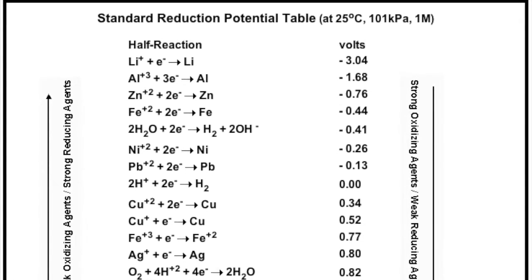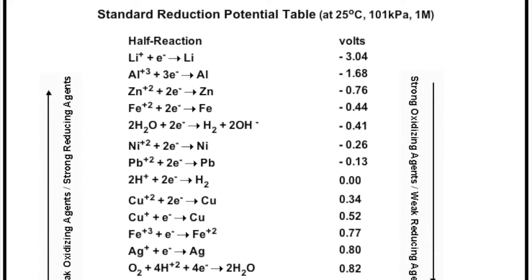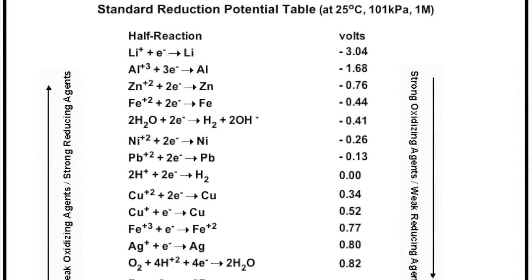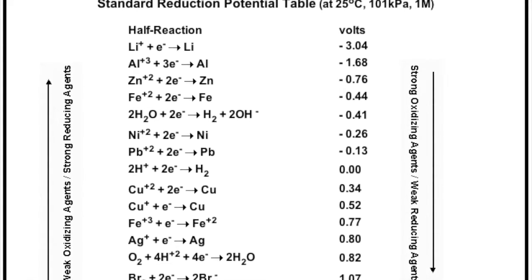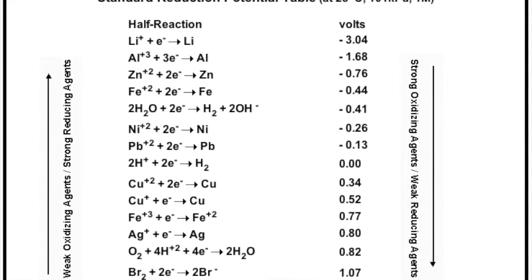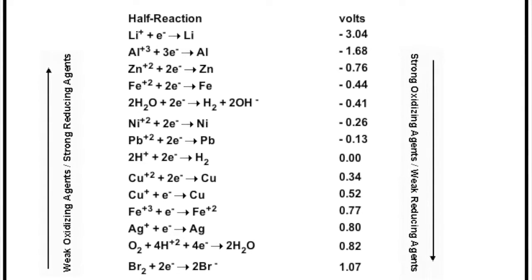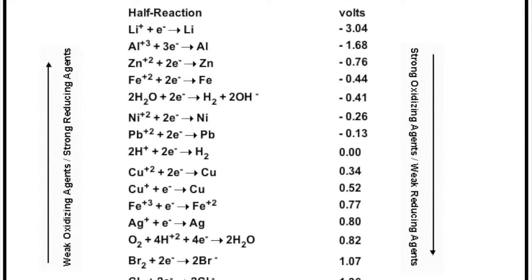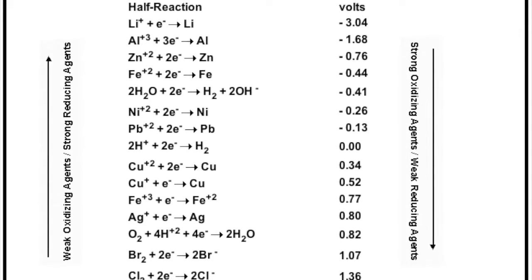We can tell which half cell will reduce or oxidize through an element's reduction potential, or the measure of its tendency for a half reaction to occur. These values are found in a standard reduction potentials table. It is important to note that a spontaneous reaction will result in a positive cell potential, while a non-spontaneous reaction will result in a negative cell potential.